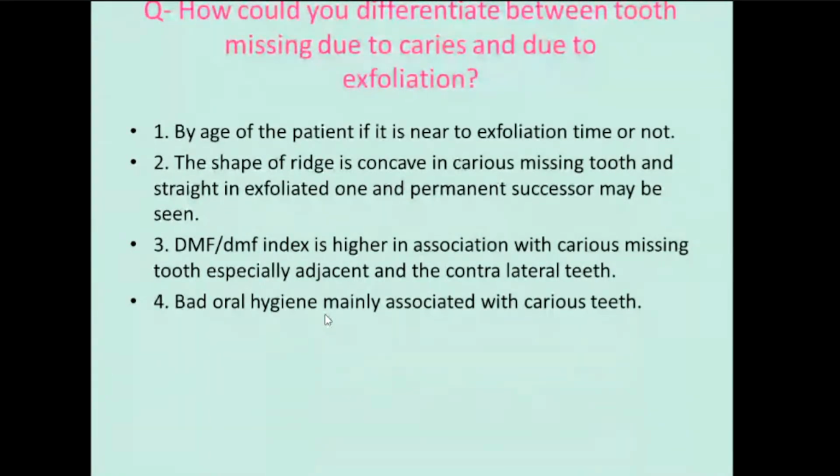First of all, by the age of the patient, whether it is near exfoliation time or not. Second, the shape of the ridge is concave in a carious missing tooth and straight in an exfoliated one, and the permanent successor may be seen. After an extraction in adults, over time bone resorption occurs, so the ridge becomes concave, showing there is no tooth underneath waiting to come out, which indicates extraction due to caries.